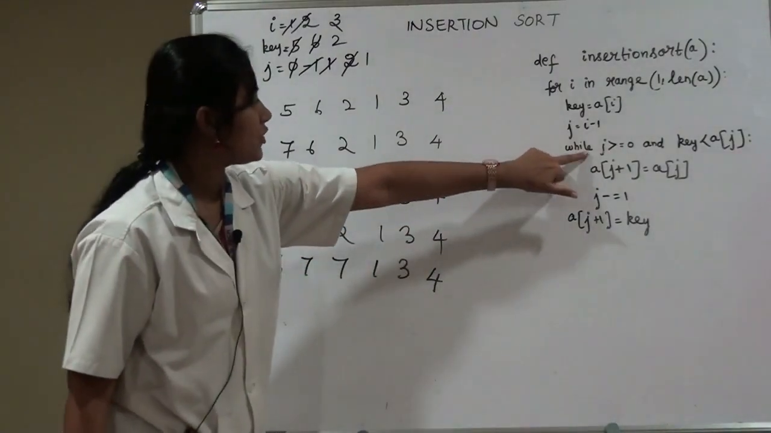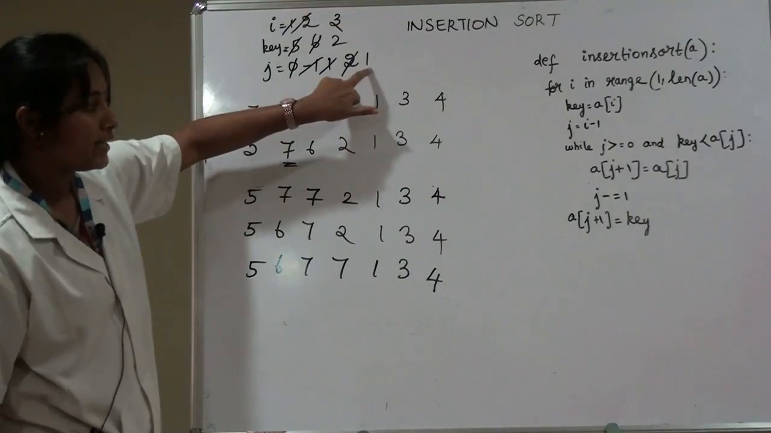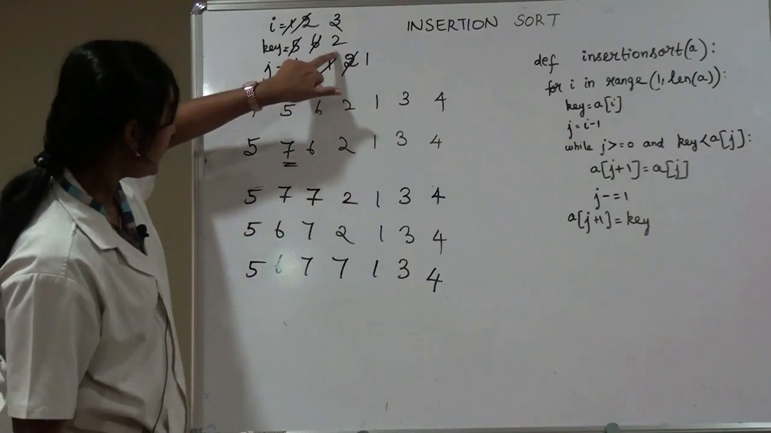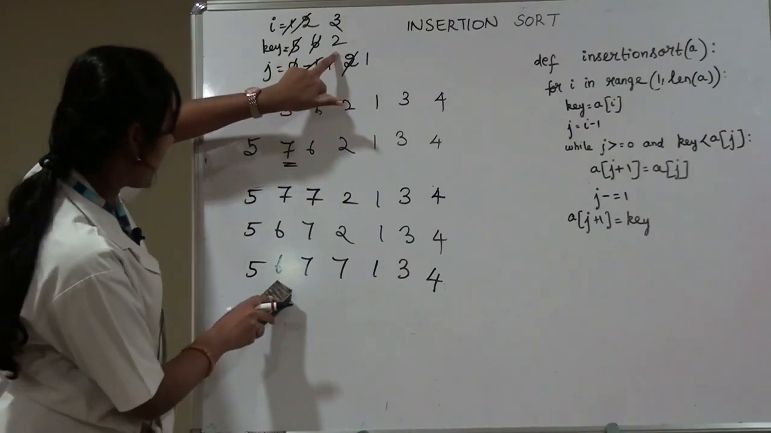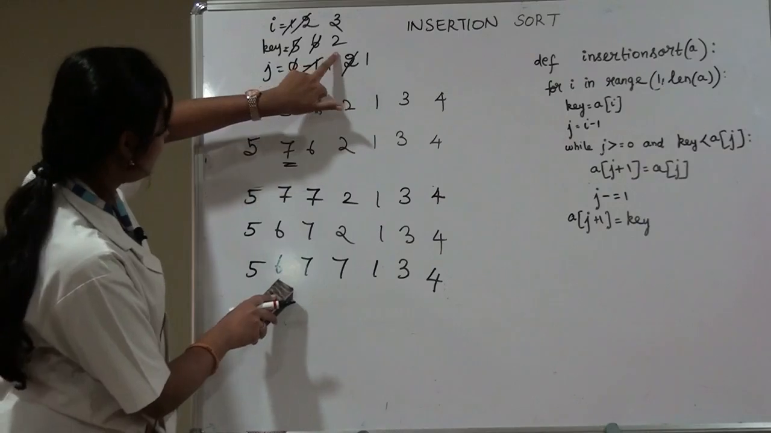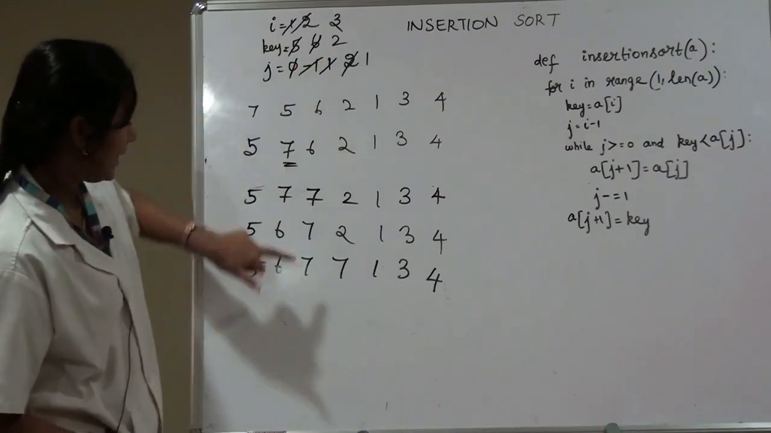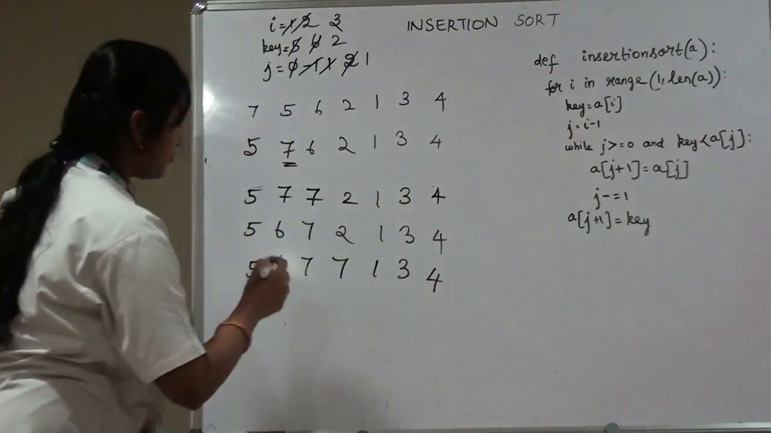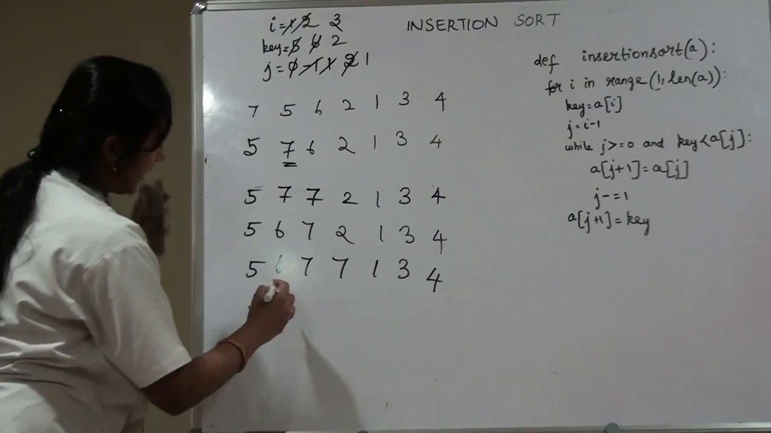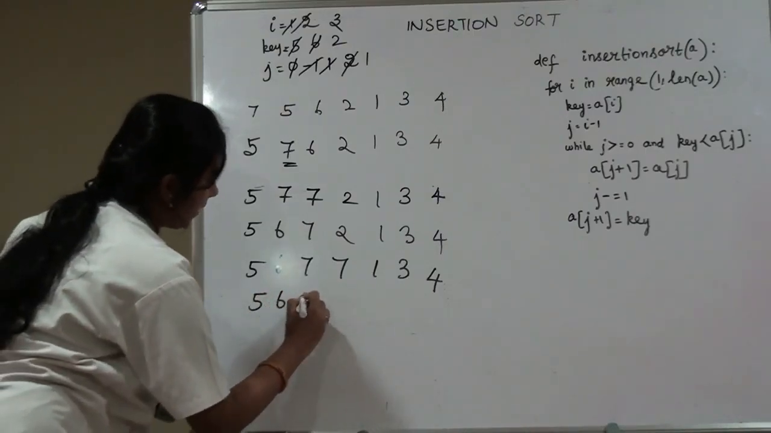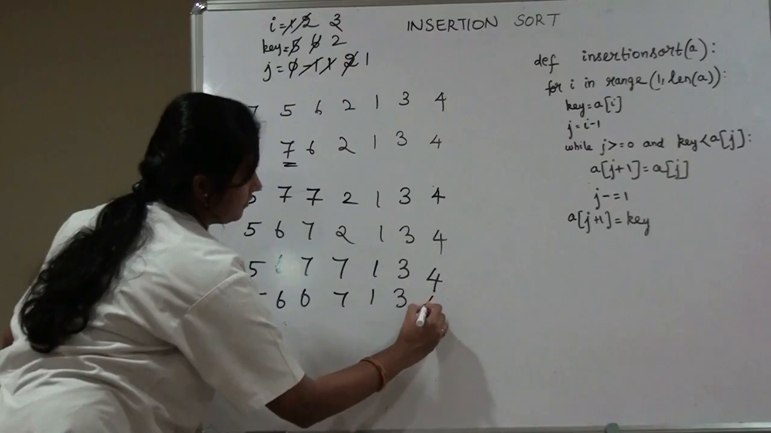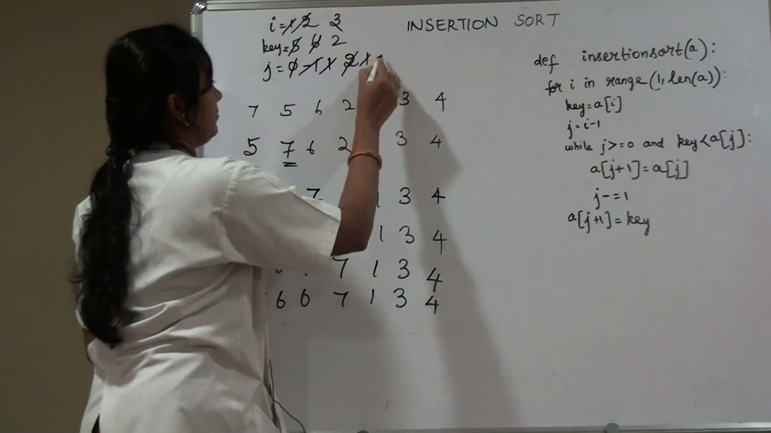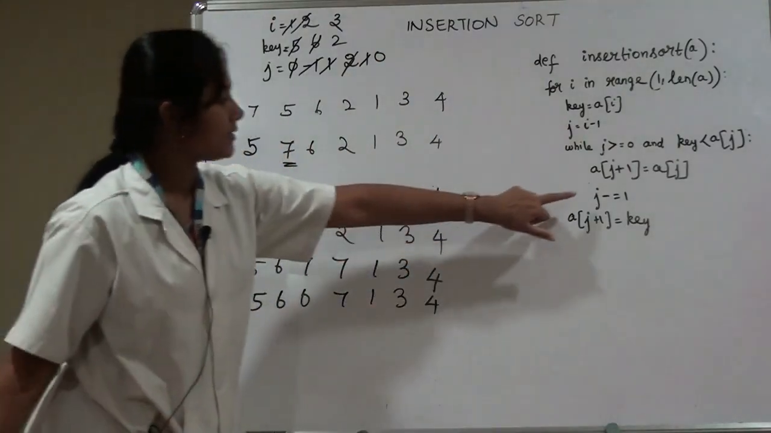Again I am checking the condition j >= 0. The condition is true. Key < A[j]. So what is my A[j]? A[1]. What is my key? 2. So you can see this key is less. So what will happen? A[j+1] = A[j]. So I am moving this to the right again. So my array will become something like this. Okay. After that I am decrementing j. So j becomes 0 here.